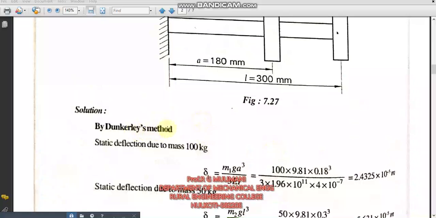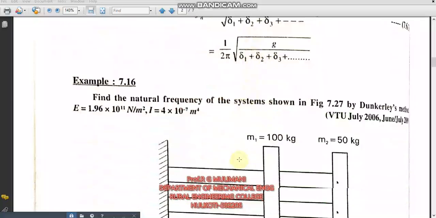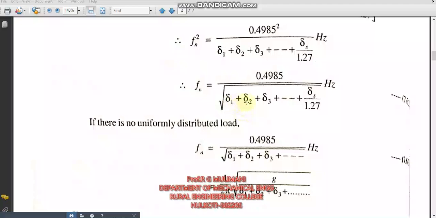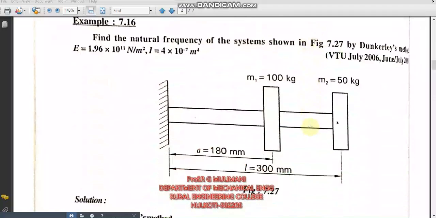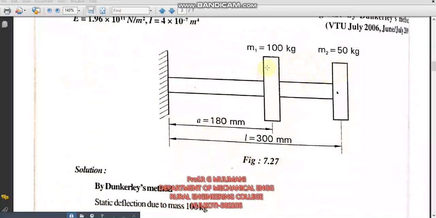It is required to find the deflections to find the natural frequency of the system. Now in this problem there are two masses, so we need to find the deflection at mass 1 and the deflection at mass 2, that is delta 1 and delta 2. So we use Fn equal to 0.4985 divided by square root of delta 1 plus delta 2, only delta 1 plus delta 2, because there are two masses. Okay, you find A11 and A22.